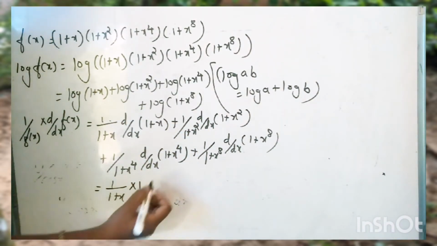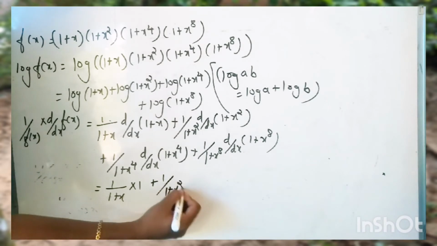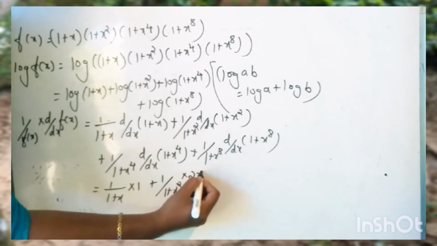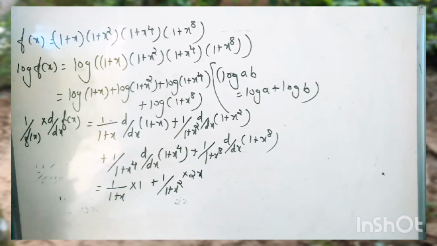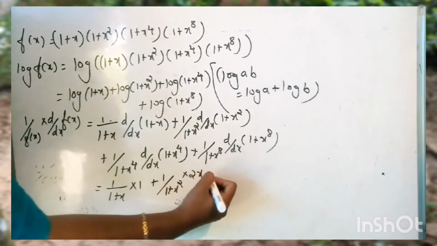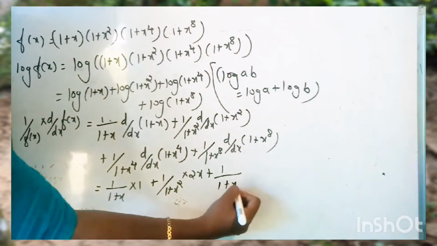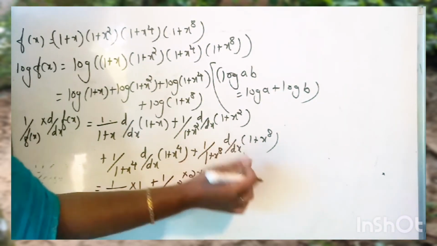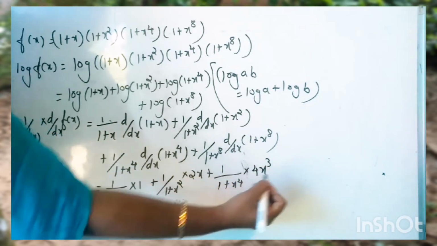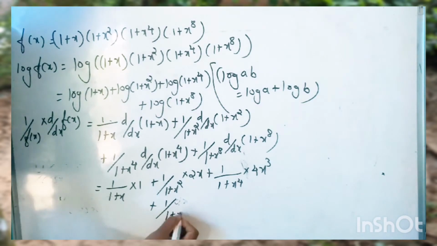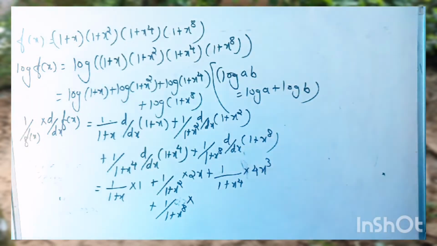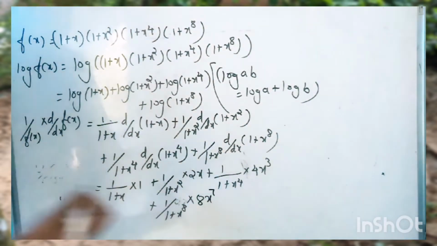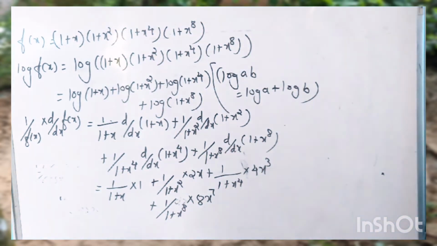So this we will get as 1 plus 1 divided by 1 plus x square into the derivative of 1 which is 0, the derivative of x square is 2x, by using the result that the derivative of x raised to n is n into x raised to n minus 1. Plus 1 divided by 1 plus x raised to 4 into the derivative of 1 is 0 and the derivative of x raised to 4 is 4x cube, plus 1 divided by 1 plus x raised to 8 into the derivative of 1 is 0 and the derivative of x raised to 8 is 8 into x raised to 7.